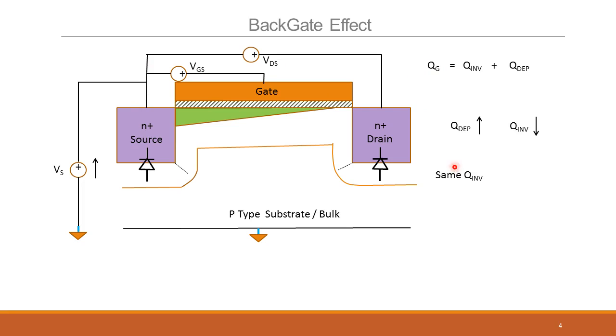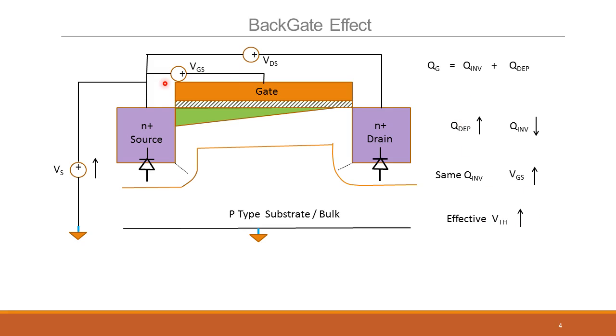Okay. So Q depletion has increased, which means for a given constant QG, Q inversion has to reduce. So we increase the source voltage, which increases the depletion region charge, which for charge balance reasons will reduce the amount of charge in the inversion region. What does this mean? This means for the same QINV, I have to get the QINV back to the same original value. I have to increase VGS. The only way is to increase QG to get QINV to the same old value because Q depletion has increased. Right?